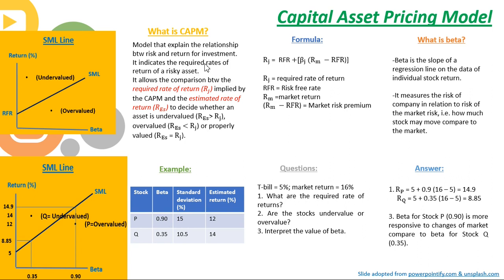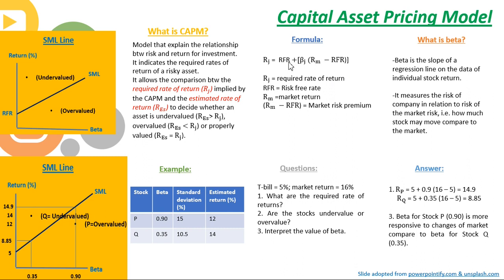And this required rate of return can be determined by taking this formula. RJ refers to the required rate of return for stock J. RFR is the risk-free rate, RM is the market return, and RM minus RFR is the market risk premium. Basically this formula shows that these two components affect the required rate of return.